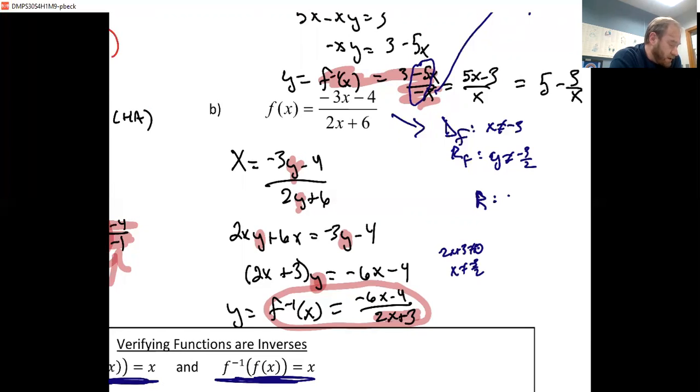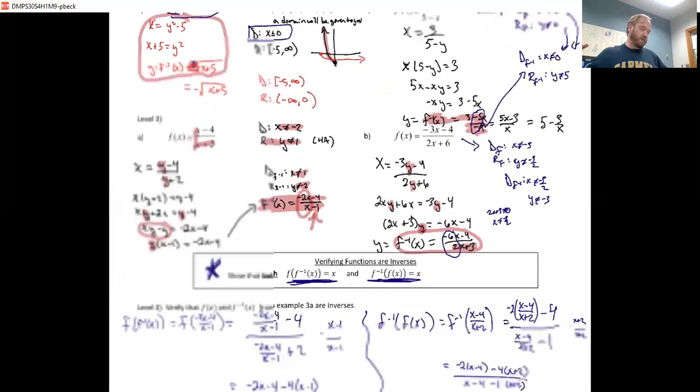So the domain of f inverse is going to be x is not allowed to equal -3/2. And then if we take a look at the ratio of those coefficients, y is not allowed to equal -3, which flips those around.